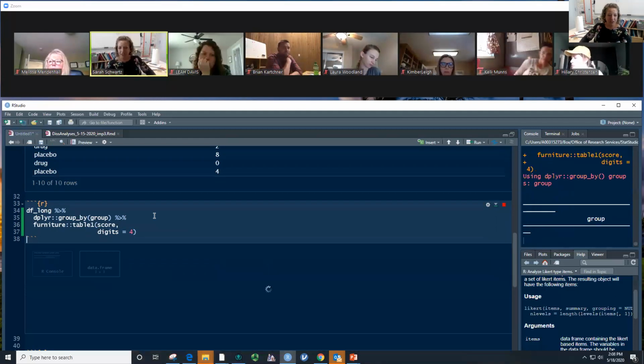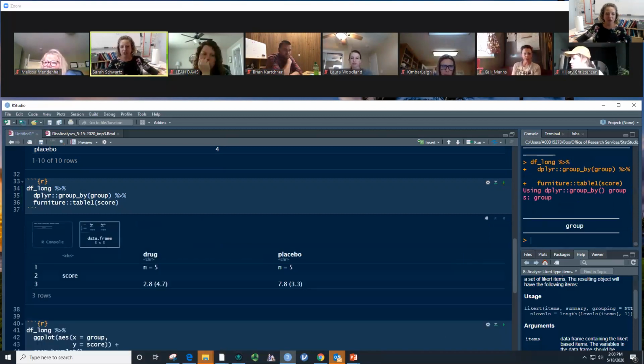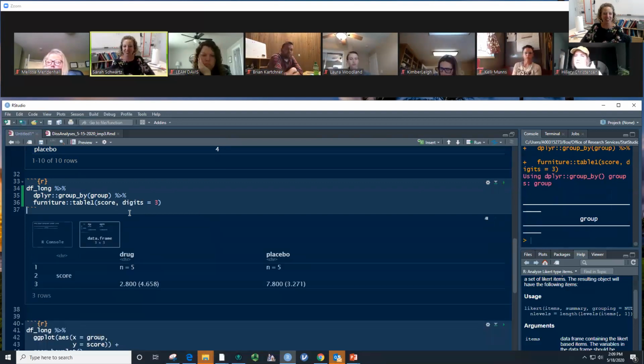Okay, so I can use my furniture package to make a table. Now, here's something I haven't shown you. In furniture, you can add the option digits. If you don't say this option, furniture will give you your means and your standard deviations to 1 decimal place. Is 1 decimal place good enough? Sometimes. How can you get more? Well, you can come into the parentheses of our furniture table 1 and put a comma, and then the option is digits, and tell it how many digits you want. We can ask for 3 digits. You can ask for 12. You probably don't want to, but that's how we can get more decimal places.